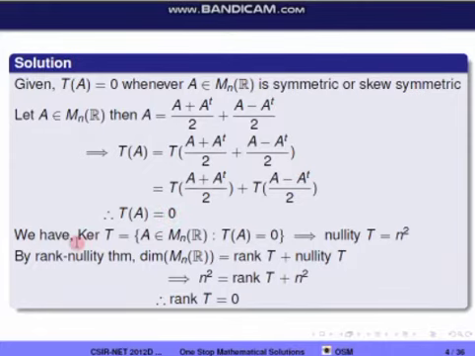Now we have kernel of T is equal to the set of all A in Mn of R such that T of A is equal to 0. But we have all the matrices mapped to the 0 element. Therefore, kernel of T is equal to Mn of R. Therefore, nullity of T is the dimension of kernel of T, that is dimension of Mn of R, that is equal to n square. Also, by rank nullity theorem, dimension of Mn of R is equal to rank T plus nullity of T, and dimension of Mn of R is n square, and nullity of T we got as n square. Therefore, rank of T is equal to 0.